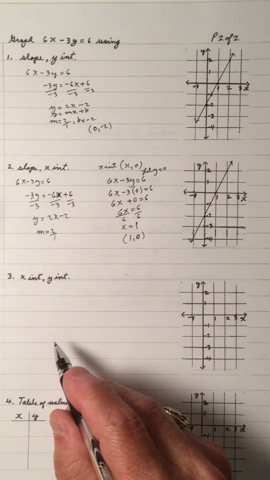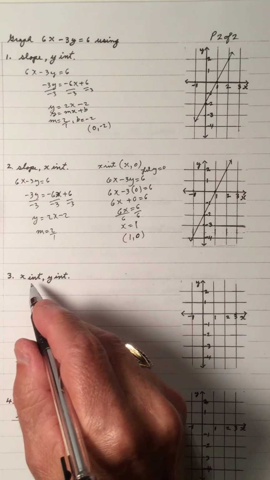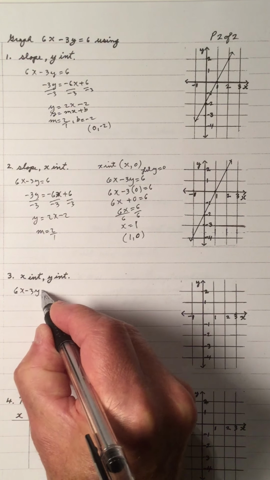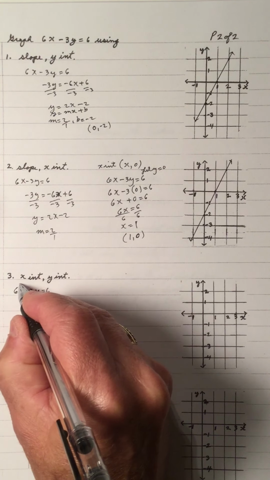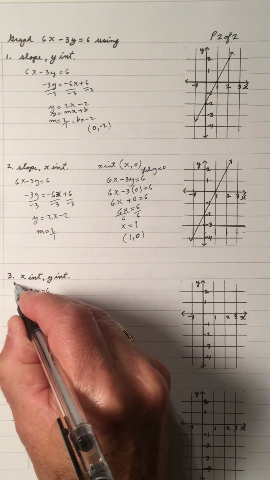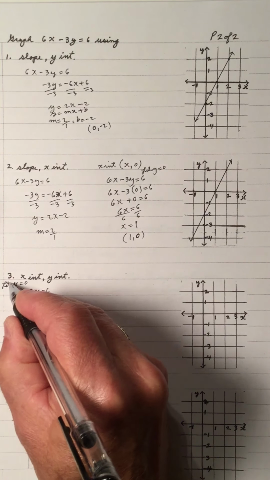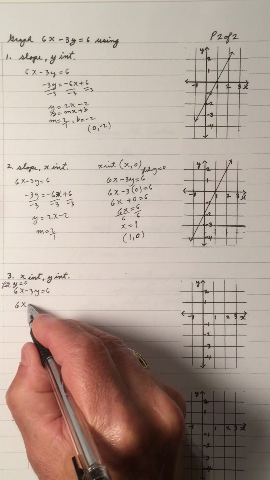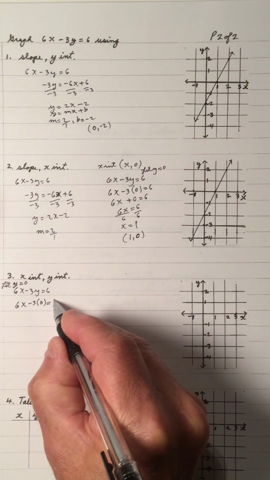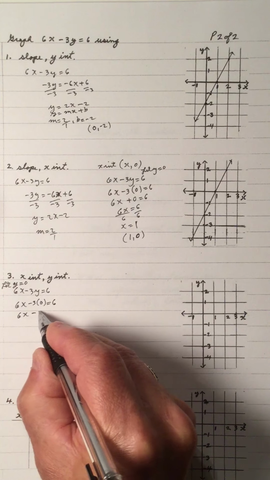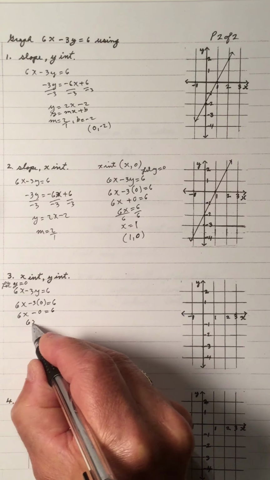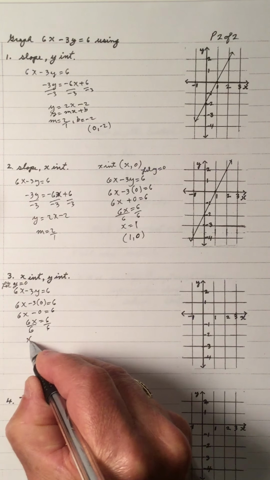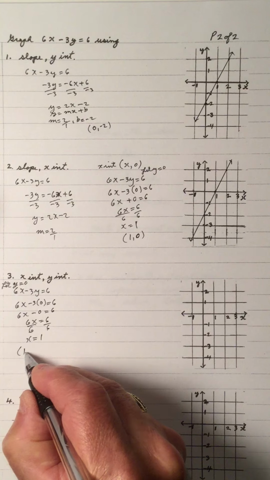And what about if you're asked to graph this standard form with an x-intercept and a y-intercept? Well, if you want an x-intercept, you write down the equation, and to find an x-intercept you let y equal 0. So if we let y equal 0 and we solve this, it's the same as what we just did. So the x-intercept is 1, so that's the point 1, 0.